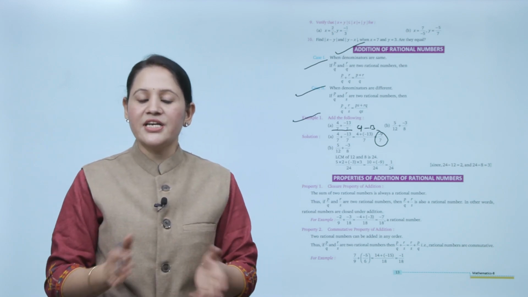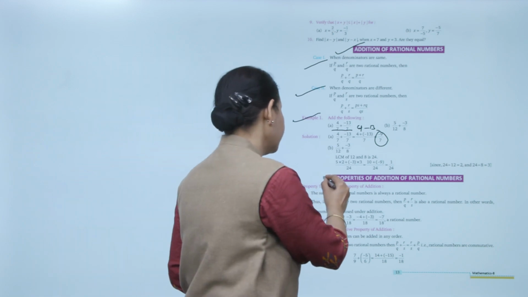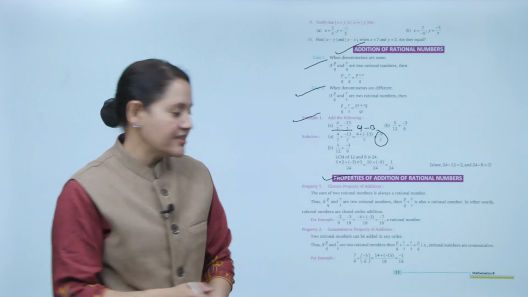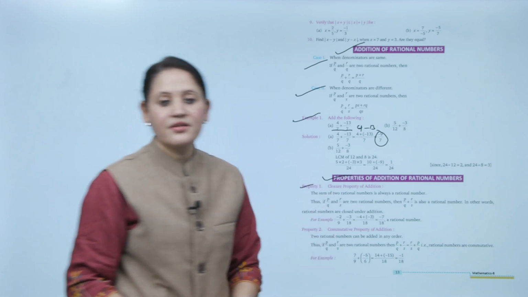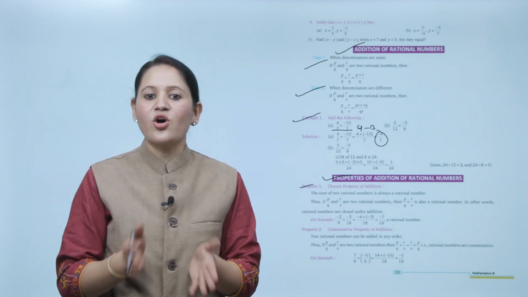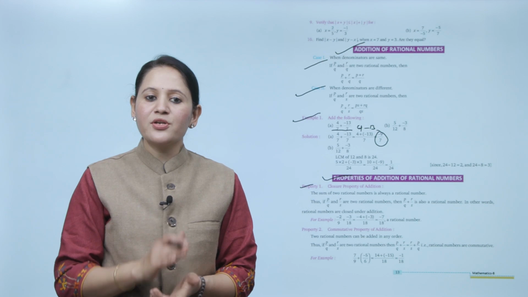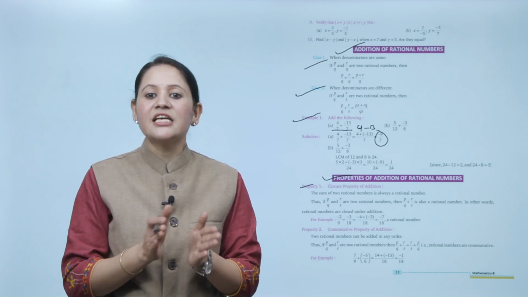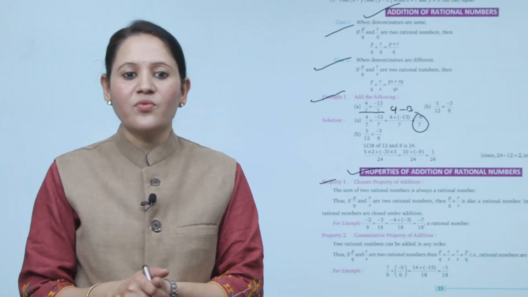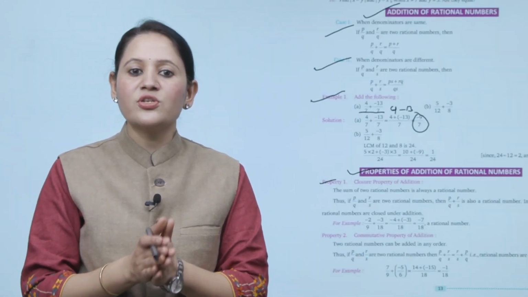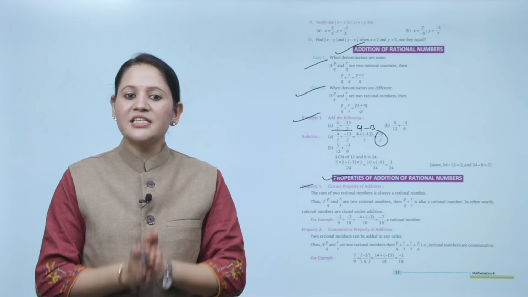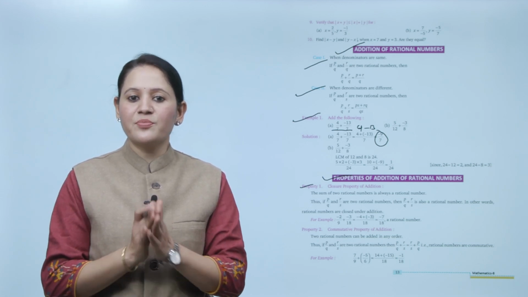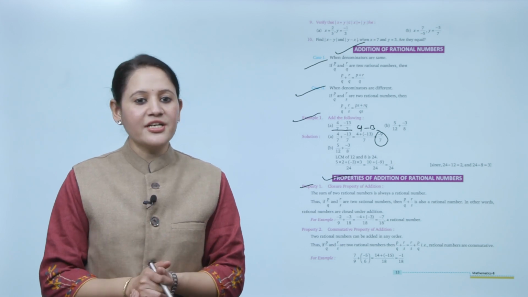नेक्स्ट, प्रॉपर्टीज ऑफ एडिशन ऑफ रैशनल नंबर्स. First property, that is closure property of addition. The sum of two rational numbers is always a rational number. Thus, if p upon q and r upon s are two rational numbers, then p upon q plus r upon s is also a rational number. In other words, rational numbers are closed under addition. For example, minus 2 upon 9 plus minus 3 upon 18, that is minus 7 upon 18. That is also a rational number.